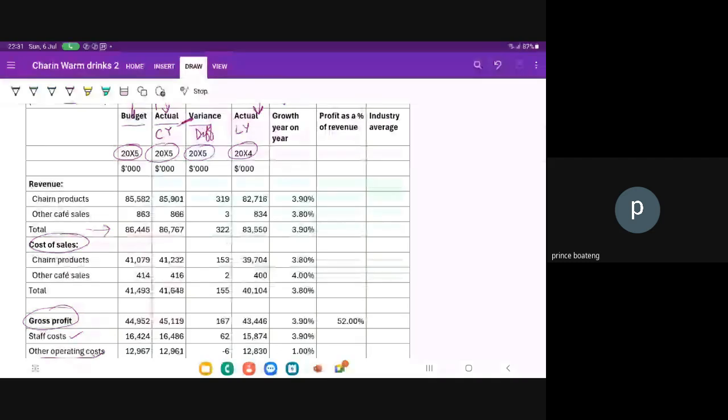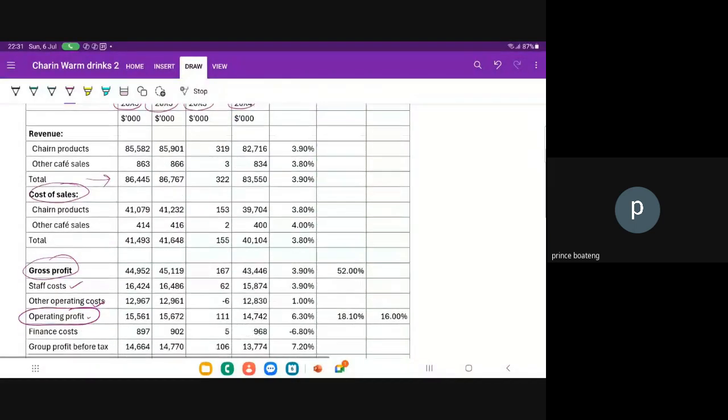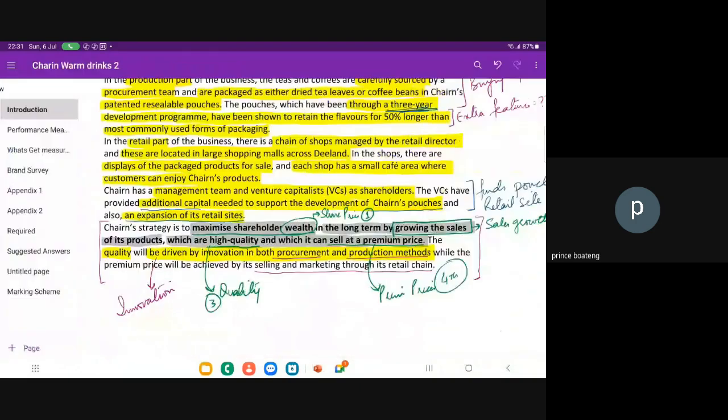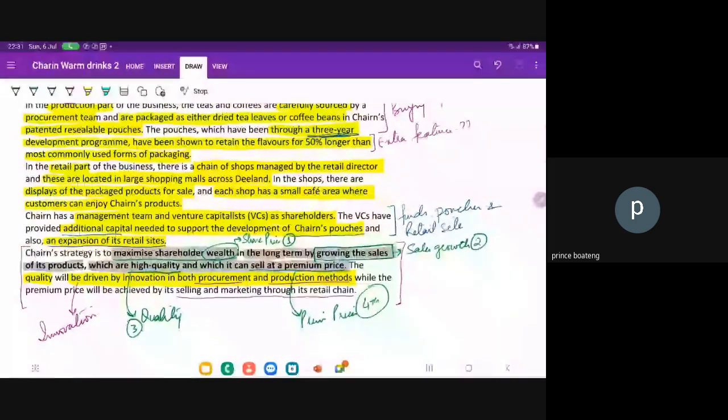Okay. So what are the objectives? Let's try to copy and paste the objectives, which I am unable to do. What was the first objective? The first objective was to maximize shareholder wealth in the long term by growing the sales, right?